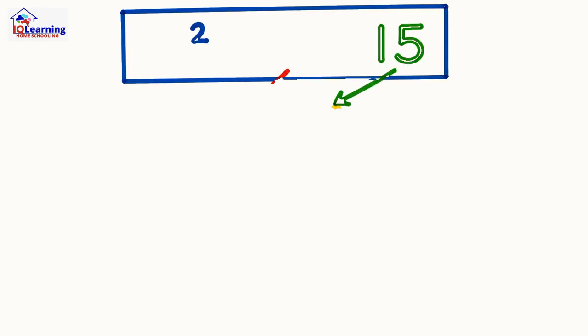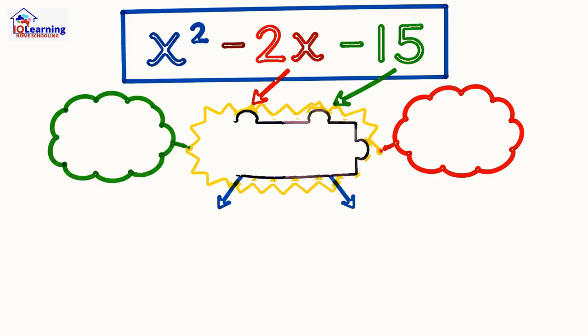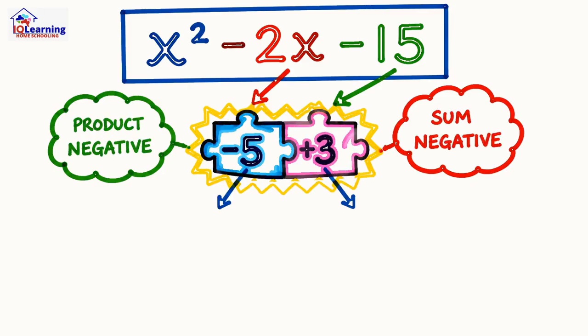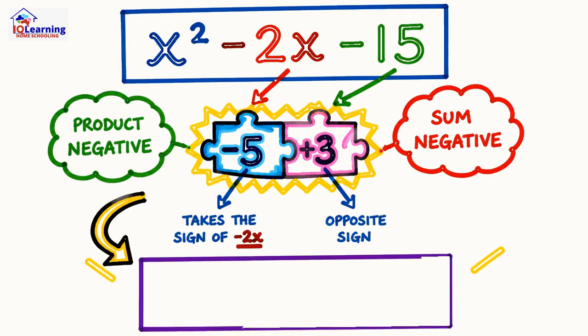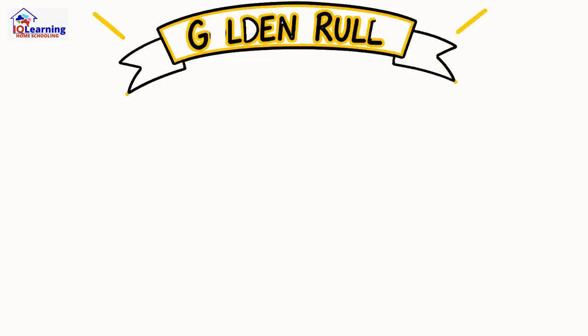If the product is negative, like in x squared minus 2x minus 15, you need one positive and one negative factor. The larger factor will take the sign of the middle term, giving you x minus 5 times x plus 3. But before you do any of this, there is one golden rule.